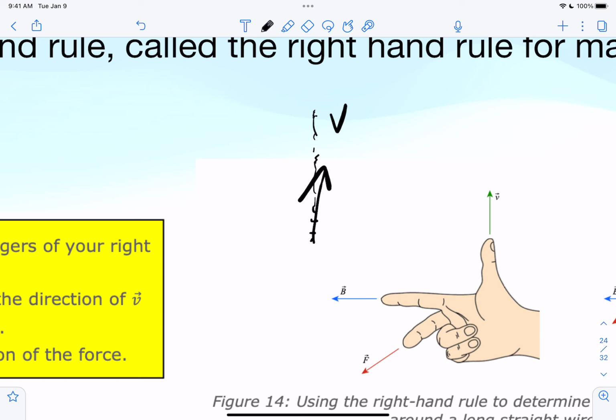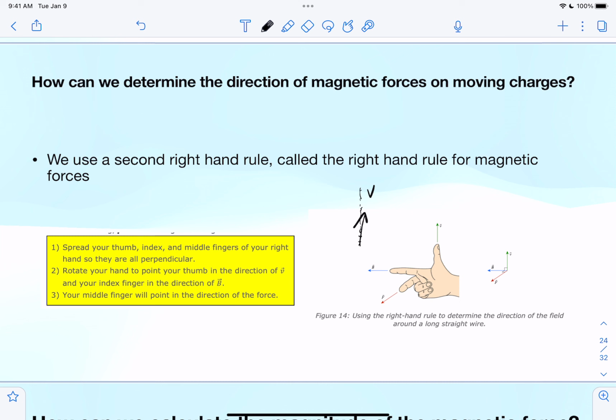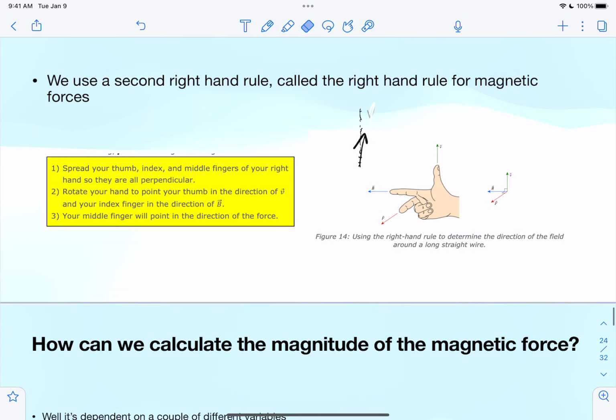That's it. I don't think I want to say anything else about that. Let's see here. What did I want to say after this? So yeah, that's pretty much it for the right hand rule there. It's pretty self-explanatory, but it's just kind of hard to move your fingers around and stuff.